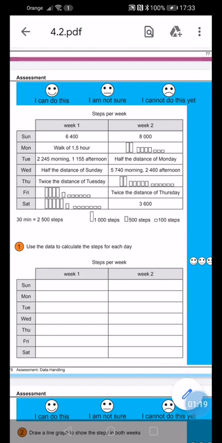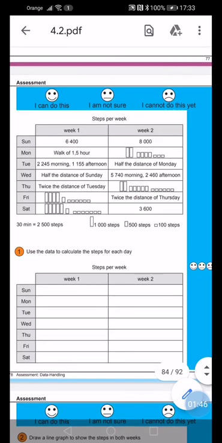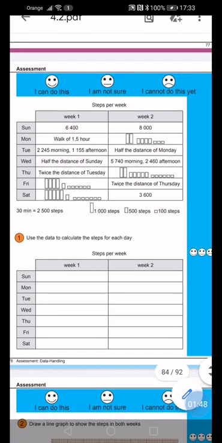Anyway, in this table at the top of the page, you can see that it tells you the steps per week. Now I have a Fitbit, okay, and it tells me how many steps I take every day. So this is that type of idea. So you can see that on Sunday it gives an actual amount of steps in week 1 on Sunday and in week 2 on Sunday. Okay, but then in the other days you have to work out the amount of steps by using some clues.